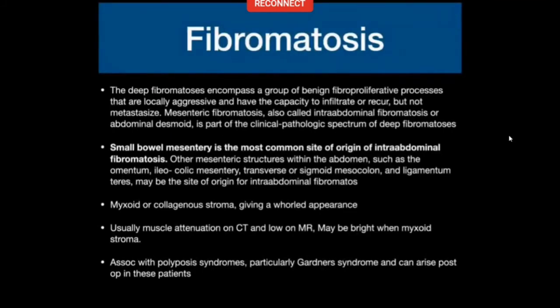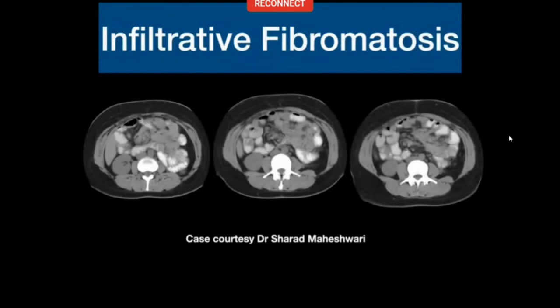So the small bowel mesentery is the most common site of origin of intra-abdominal fibromatosis. Fibromatosis can show you a myxoid stroma and it may give you a whorled appearance, particularly on MRI. And it is associated with polyposis syndrome, particularly Gardner syndrome, and this is an important exam case for you. So my concept was that fibromatosis always presents like a mass.